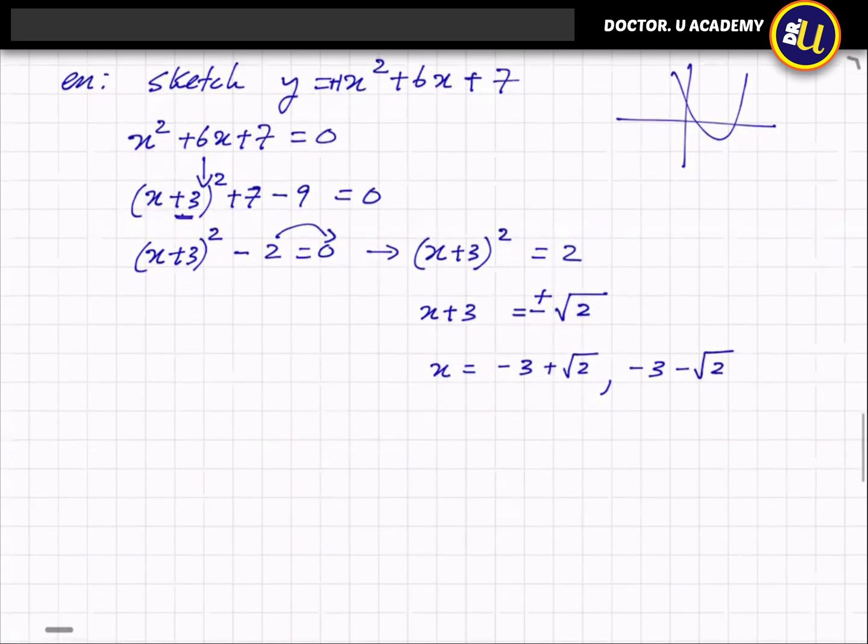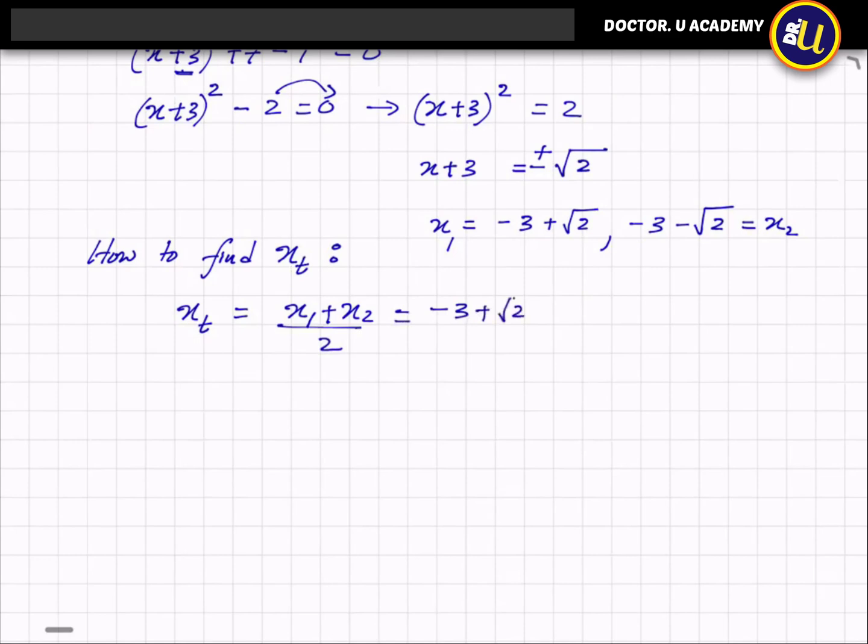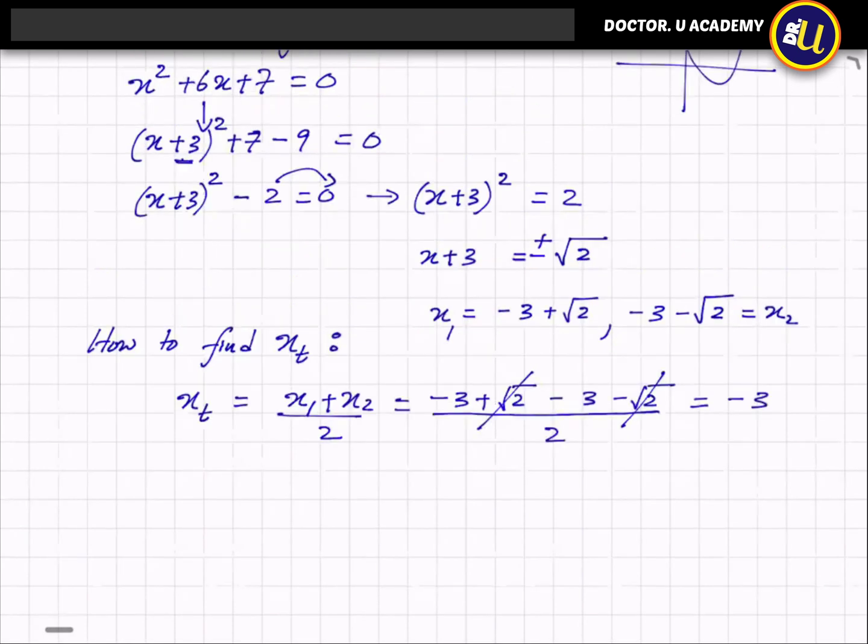So now you have your x intercepts. So now how to find xt, the x coordinate of the turning point? To find that, suppose this is x1 and x2, so xt would be (x1 plus x2) divided by 2. So essentially (-3 plus square root 2 -3 minus square root 2) divided by 2. You can cancel this, it's going to be -3. So you found xt here.